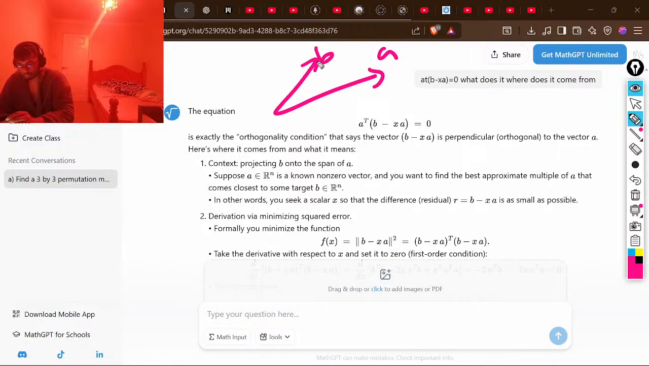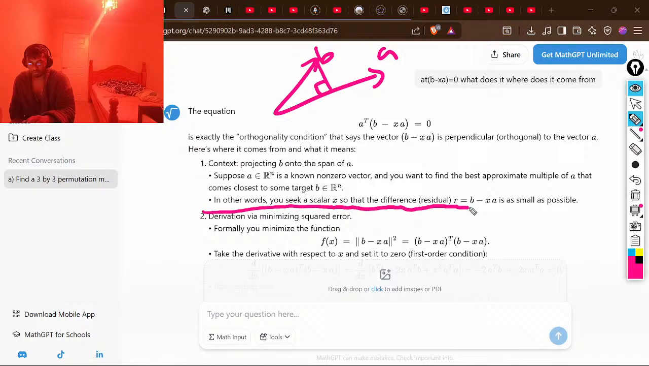B and A, we have the same thing. B is projecting onto the span of A. Suppose it's a non-zero vector and you want to find the best approximation, a multiple of that which comes closer to B. In other words, you seek a scalar x so that the difference, the residual, is as small as possible. Formally, you minimize the function.